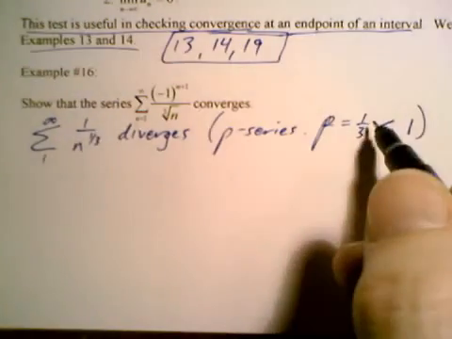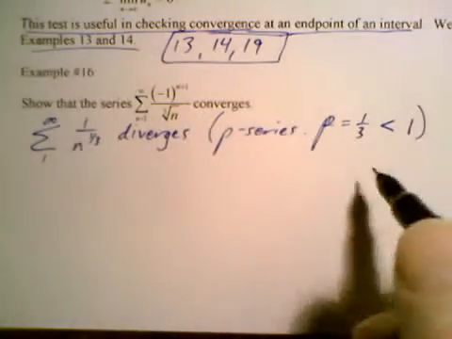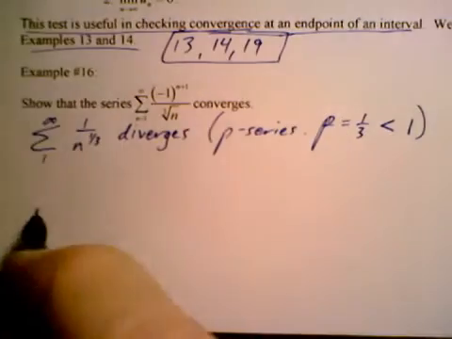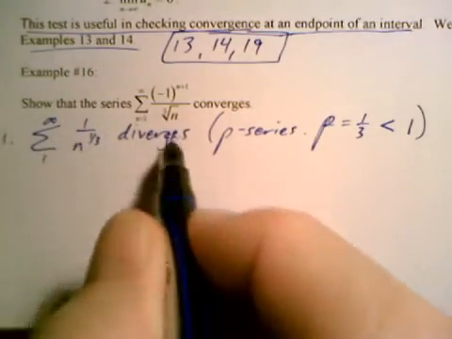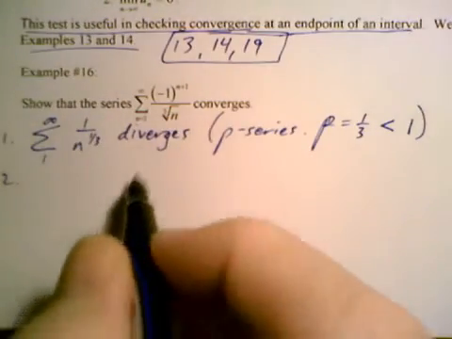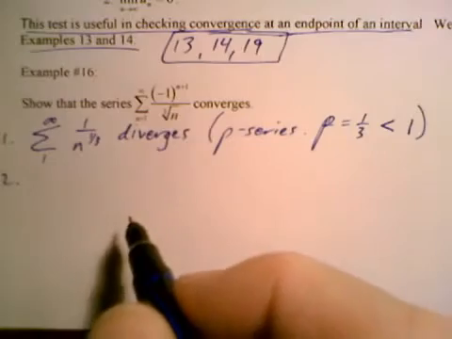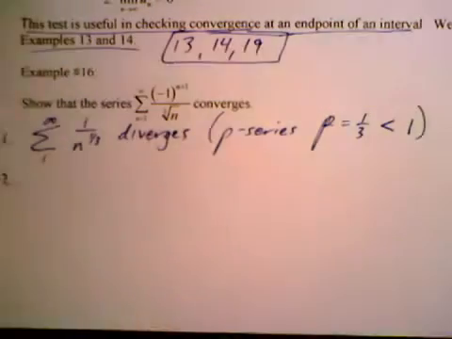Okay, so if the p is less than 1, the series diverges. And so let's test for, so that's the first thing, we're going to test for absolute convergence. Well, it doesn't converge. This series does not converge absolutely, but it still might converge.